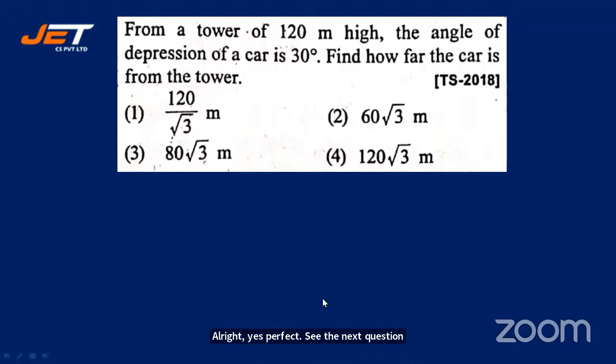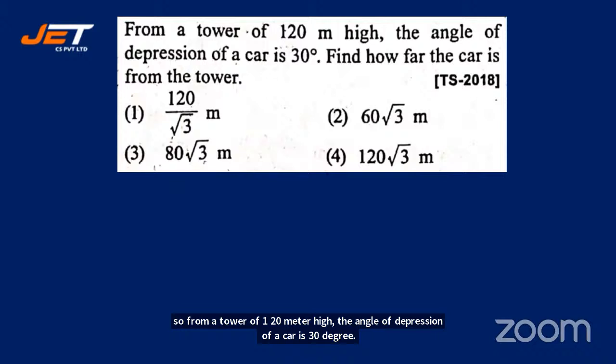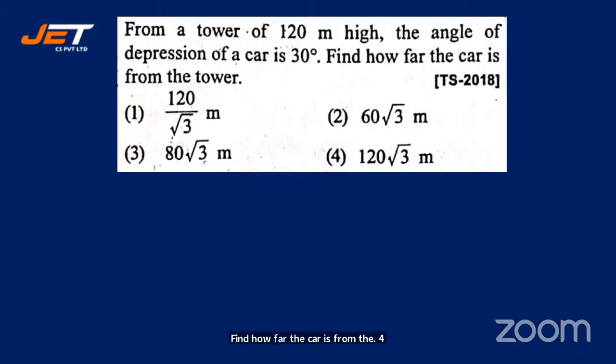All right. So from a tower of 120 meters high, the angle of depression of a car is 30 degrees. Find how far the car is from the tower. Four options are given. So quickly find out which could be the right option, whether option 1, 2, 3 or 4.